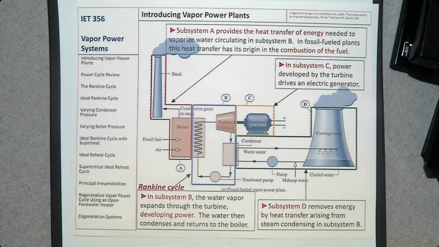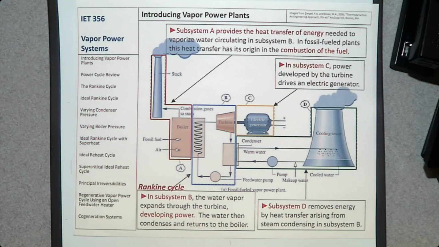Then what we are going to study is this one. B is called Rankine cycle. So we are going to study Rankine cycle. This part is how we produce heat. This part is for those majoring in electrical engineering. This part is for the cooling system. So this is what we are going to focus on.